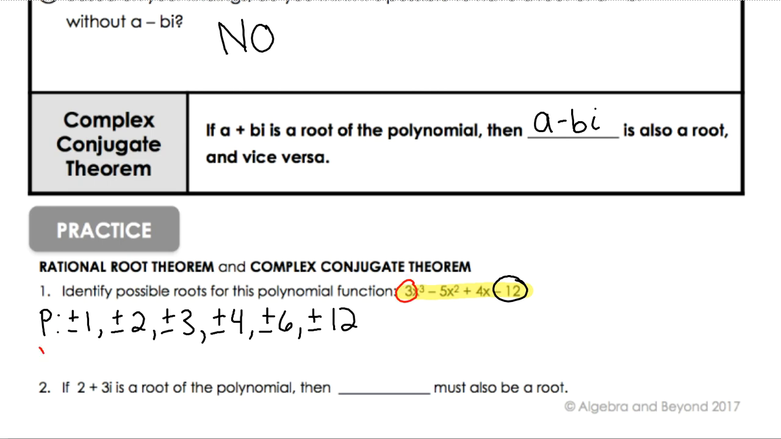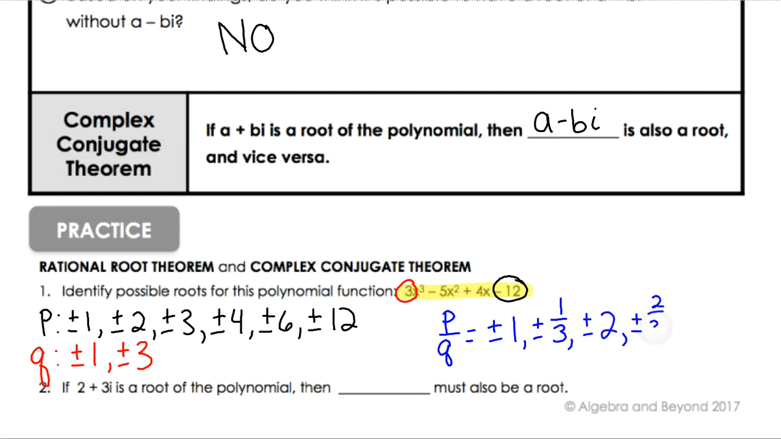Now let's find the factors of the leading coefficient. So in this case, we have plus or minus 1 and plus or minus 3. And then we need to write out all the possible rational roots, which is where we take all the possible p factors and divide by the q factors. So in this case, we're going to take 1 divided by 1 and 1 divided by 3. Then we're going to take 2 and divide it by each one. So that would be 2 and 2/3. We would have 3 divided by 1 and 3 divided by 3, which is 1. We've already written that one.